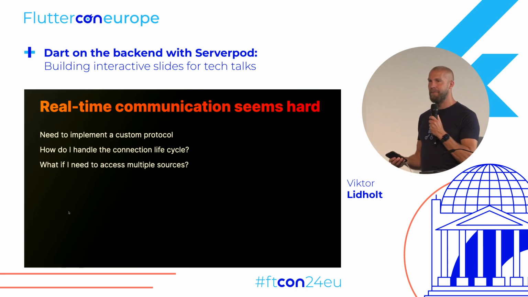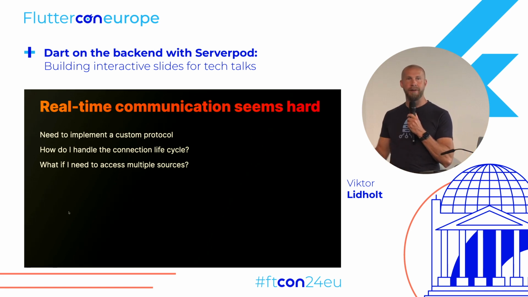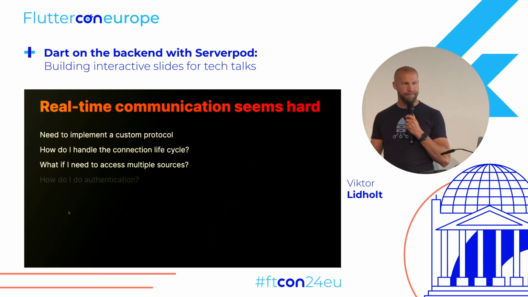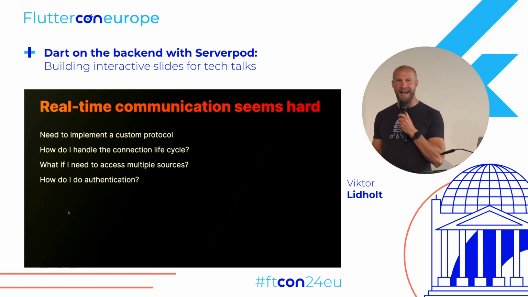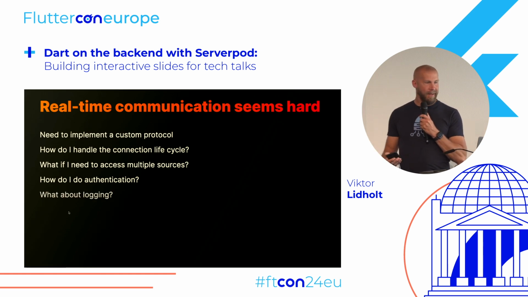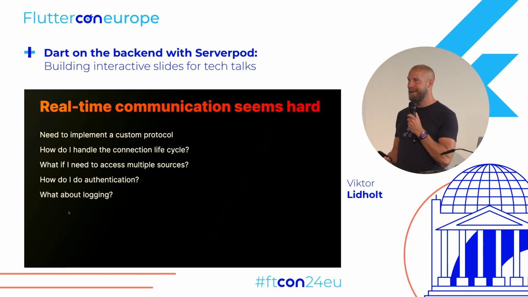What if we need to access multiple sources? So maybe you have 2 chats. Should I open up 2 WebSockets to each chat? Or how do I need to have some routing in my server to get these to the right place? How do I do authentication? Say you are signed into the admin secret chat and then you lose access and need to be kicked out. How do we handle that? What about logging? Logging can be pretty tricky if you have multiple sessions going at a time that spans over a long time.